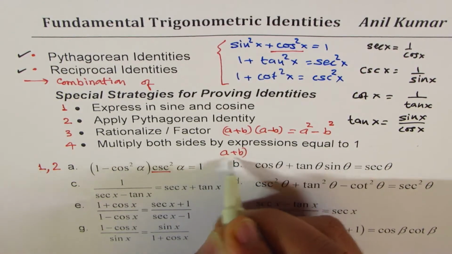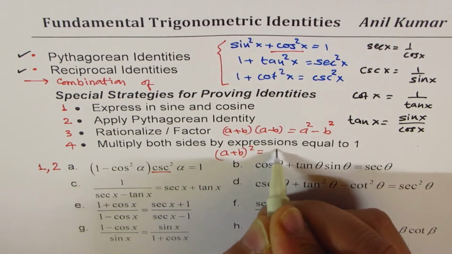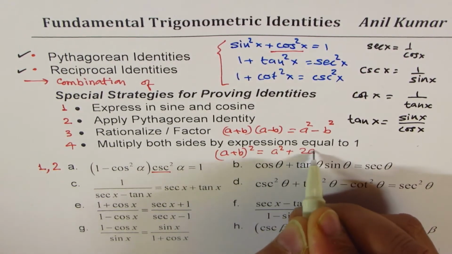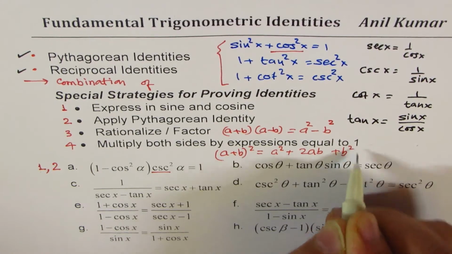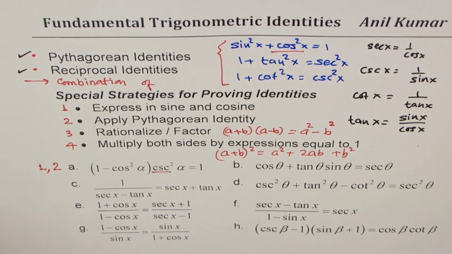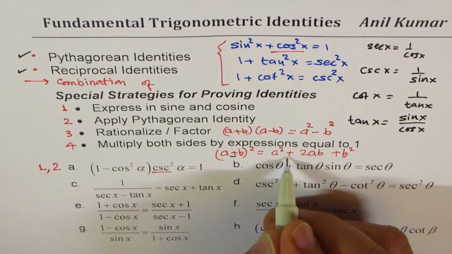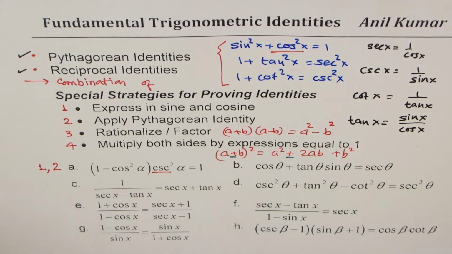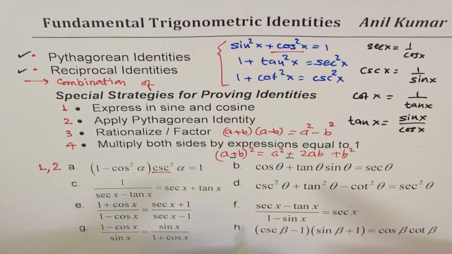What is a plus b whole square equals to? It is a square plus 2ab plus b square. And if you have a minus b whole square, then this term is negative. Perfect. So once you know these few things, you should be in a position to do 90% of trigonometric identities, right? Now let's go through these.